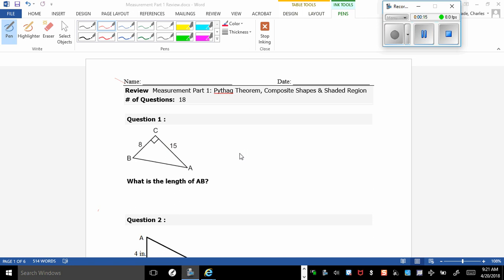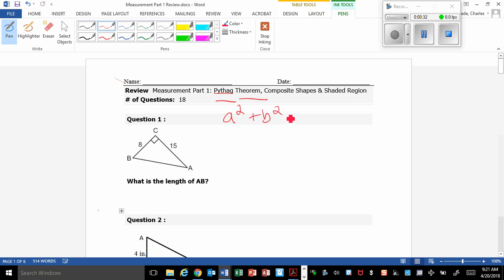So on question 1, obviously this triangle has been turned, but we are going to use the Pythagorean theorem. As everybody remembers, the Pythagorean theorem is a squared plus b squared equals c squared. All right, and remember we talked about leg squared plus leg squared equals hypotenuse squared.